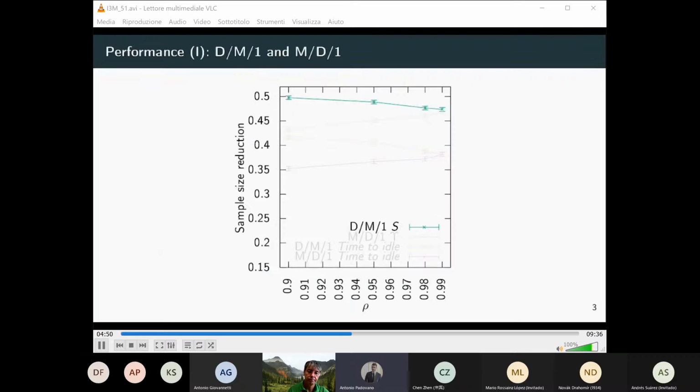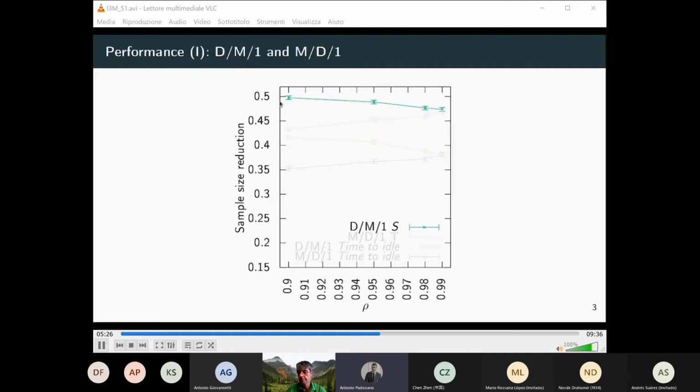Now we are going to see how the time to idle used as control variate compares with the service time or the inter-arrival time in the most simple cases. First, in the DM1, where inter-arrival times are deterministic, so the same value always, the service time is exponentially distributed.